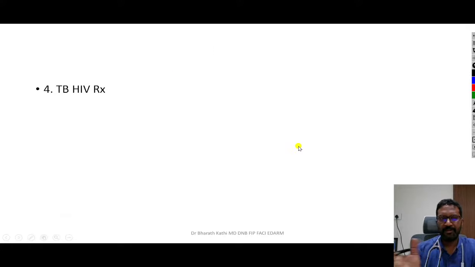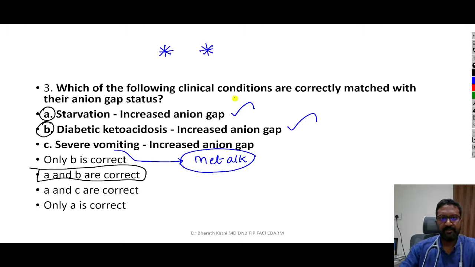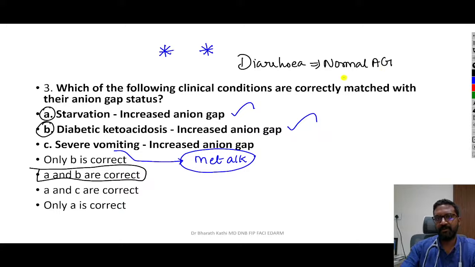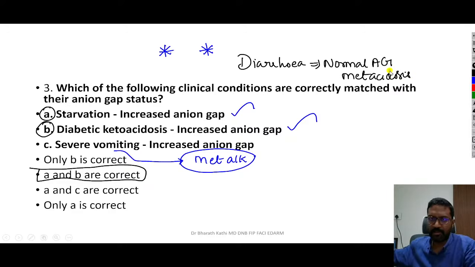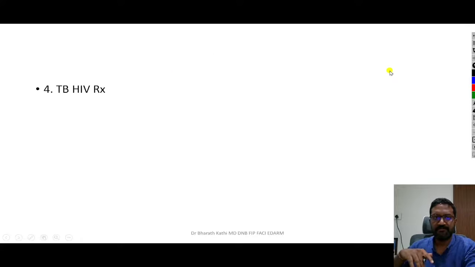Then common question, again previous year topic. Diarrhea was another option. Diarrhea, as discussed in our class, is not having any addition of acid. It is just a direct loss of bicarbonate. You expect normal anion gap metabolic acidosis. Diarrhea is characterized by normal anion gap metabolic acidosis.